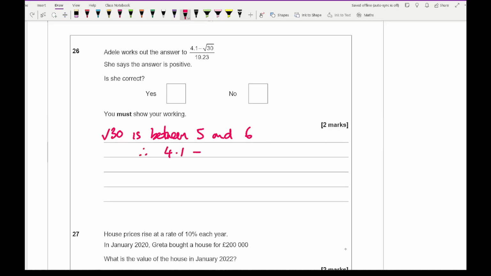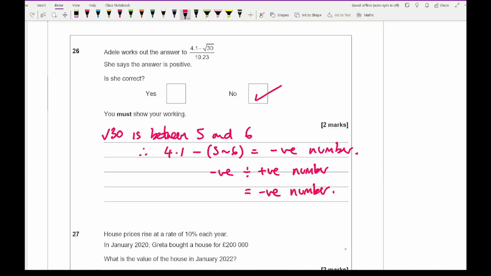So therefore, 4.1 minus a number that's between 5 and 6 is always going to equal a negative number. And a negative number divided by a positive number is always going to equal a negative number. So is Adele correct? The answer is no.